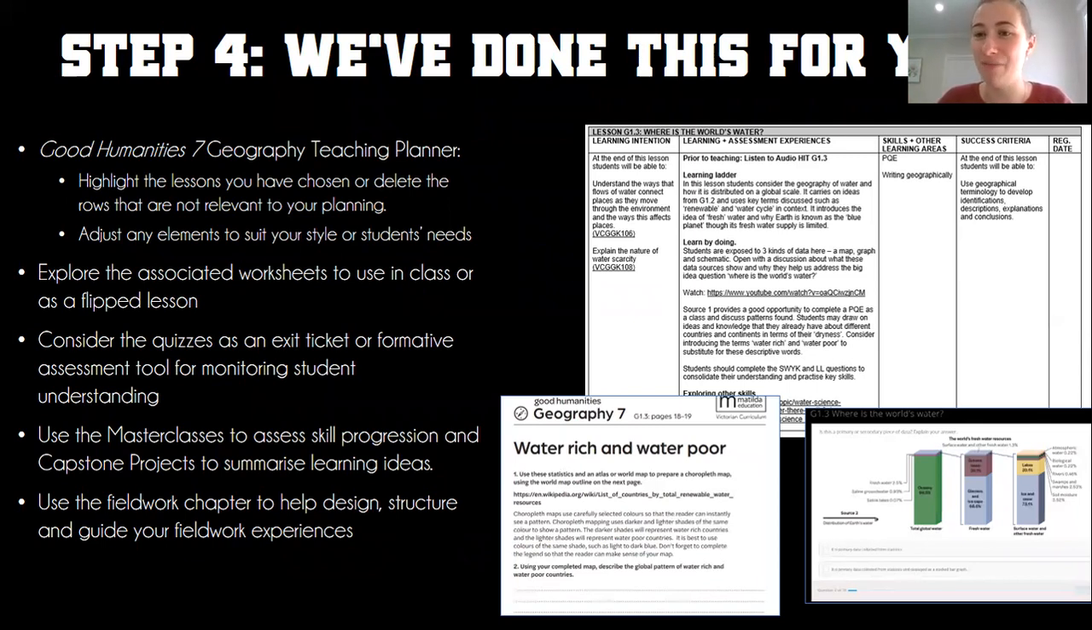So you can work as a team then to adapt the resource rather than just starting from scratch and looking at a blank Word document, a huge textbook, thinking, oh, I don't know where to start.